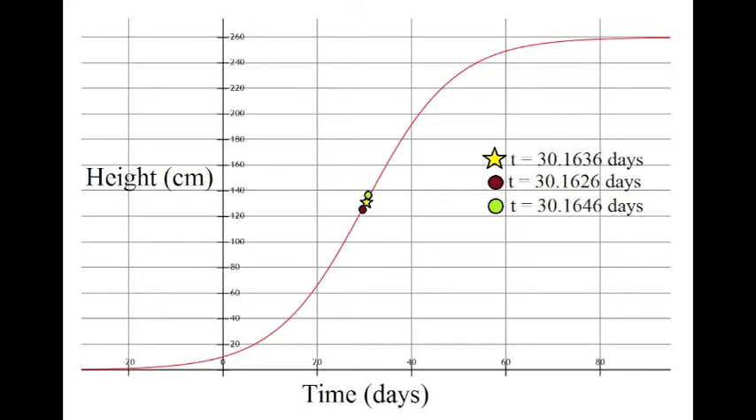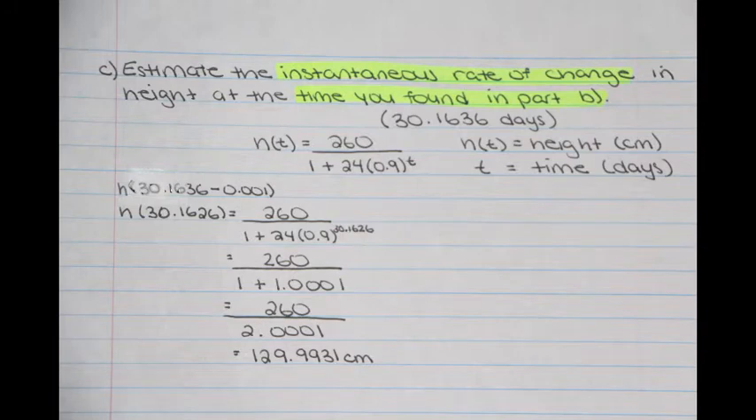We only know one. To solve this problem, we will find the coordinates of a point slightly to the left and one slightly to the right of t equals 30.1636. To do this, we will solve for h of 30.1636 minus 0.001 and h of 30.1636 plus 0.001. You can solve for h of 30.1626 and h of 30.1646 the same way you solved for h of 0 and h of 20 in Part A, by plugging these values into the equation.